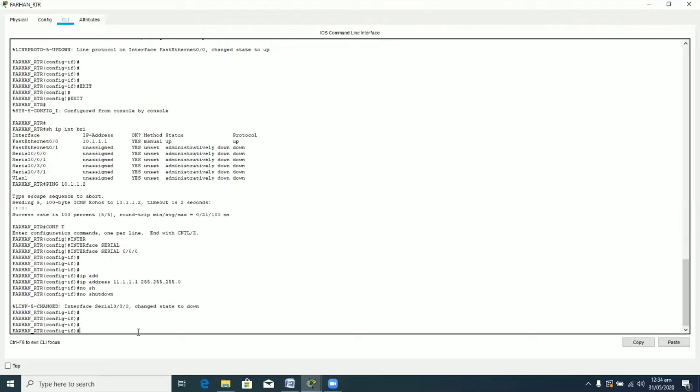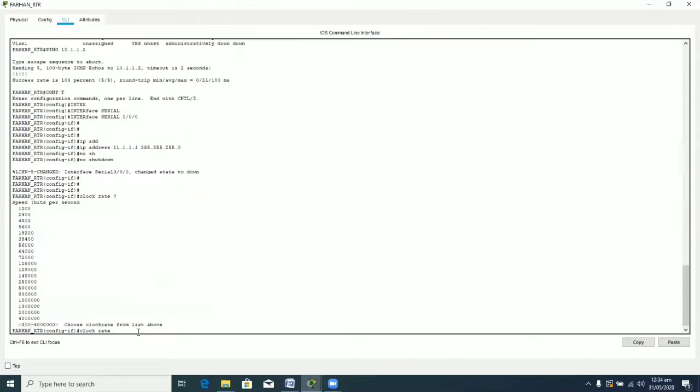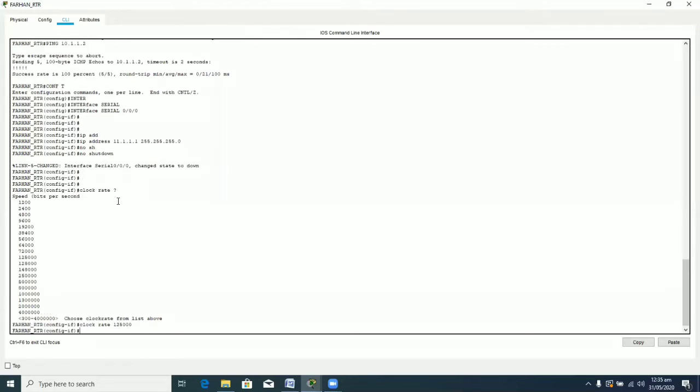So now providing the clock rate, because I said to you that you have to provide the clock rate on the DCE serial interfaces. This is a difference between the configuration of fast Ethernet interfaces and the serial interfaces. After writing the clock rate, I have just pressed the help button, and you can see over here that we have different clock rates available to us. So I am simply using the 125,000 clock rate, and this is good to go now.